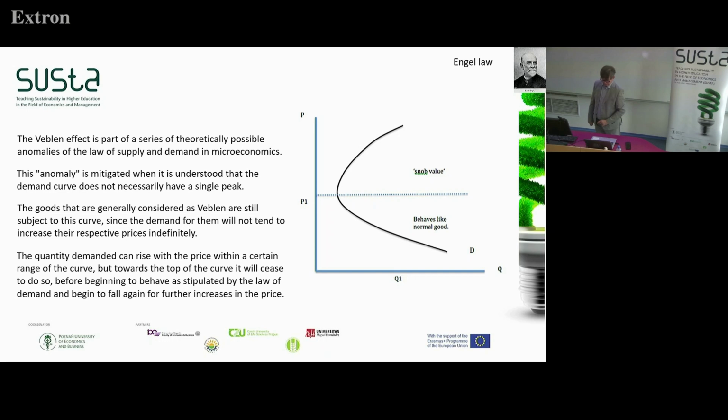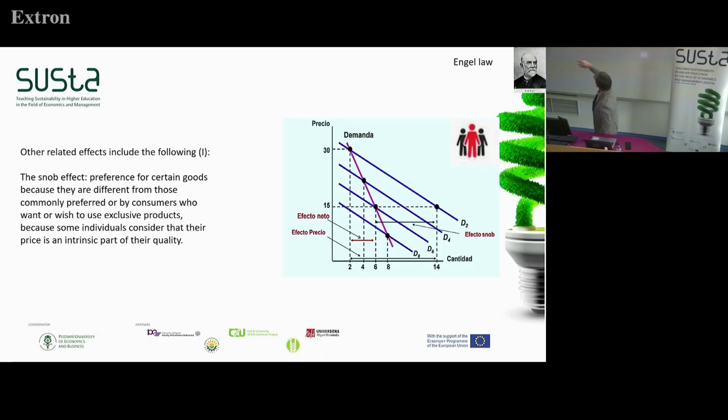It's very important. And we have beverage goods that have two effects. There's the no effect, which is that we prefer these goods because they are different. So we want to be different, so we buy strange products and we pay more for them. This is called the snob effect.